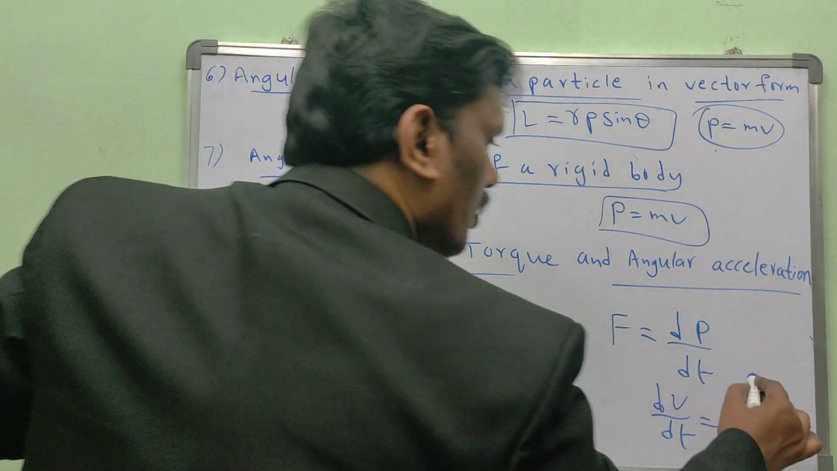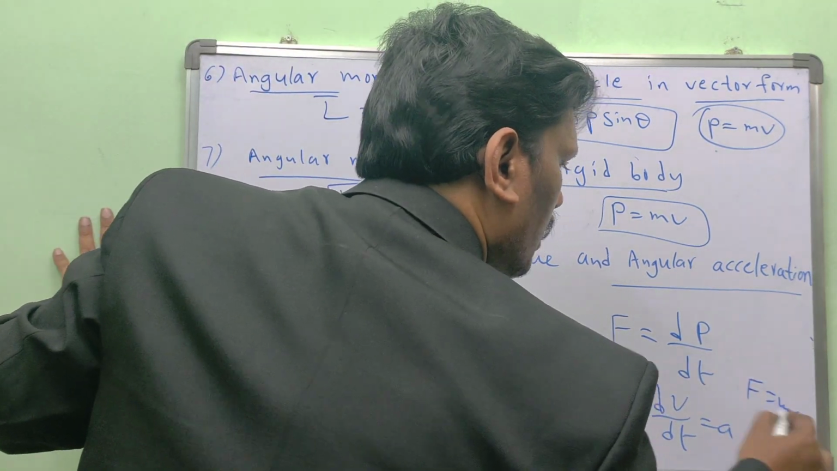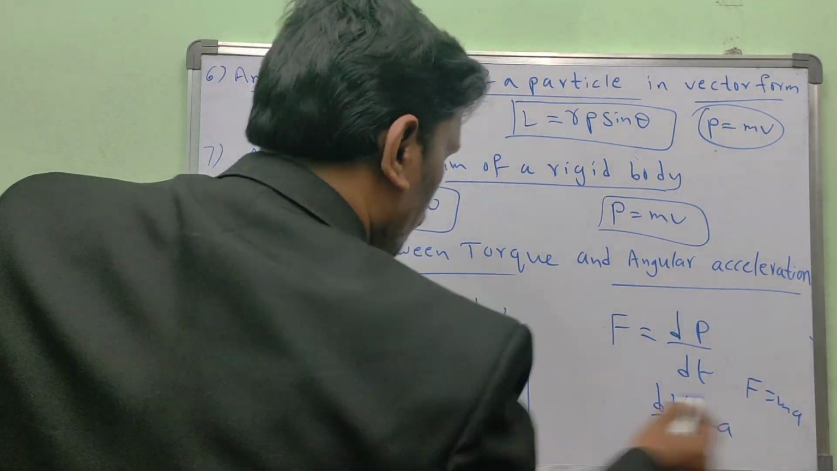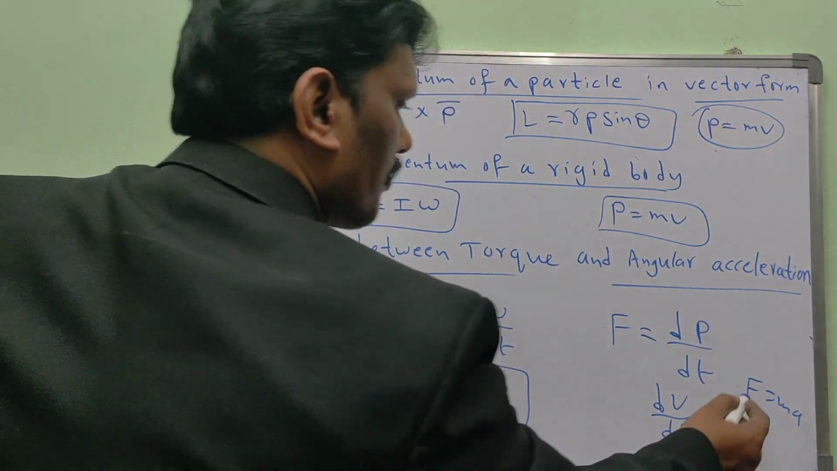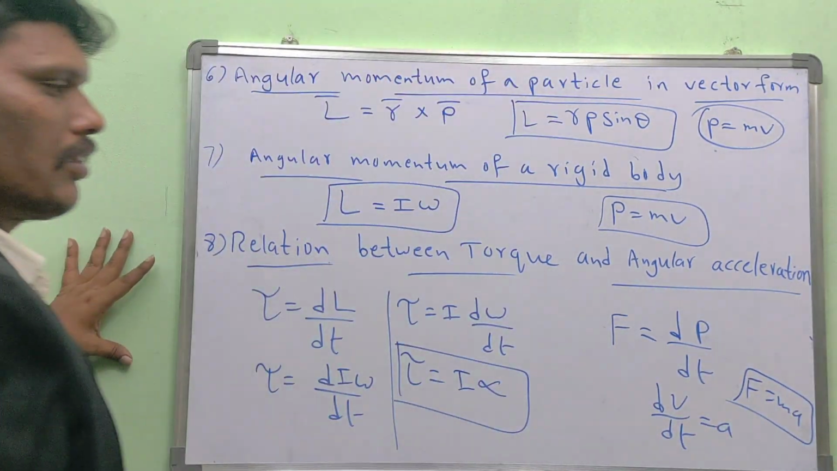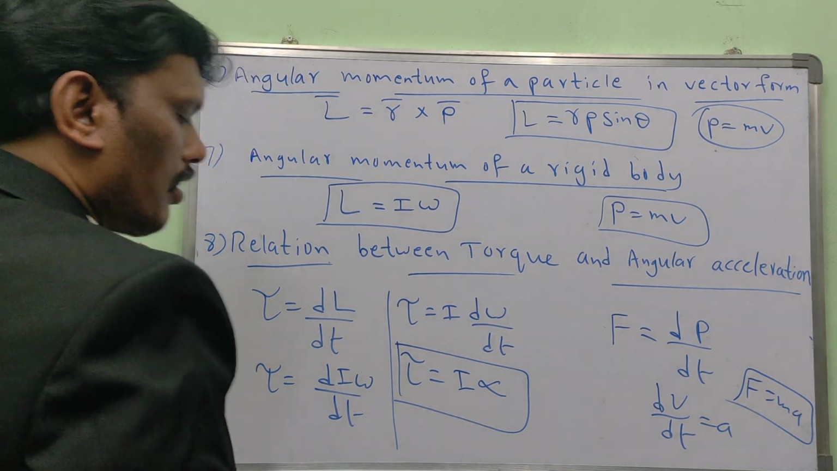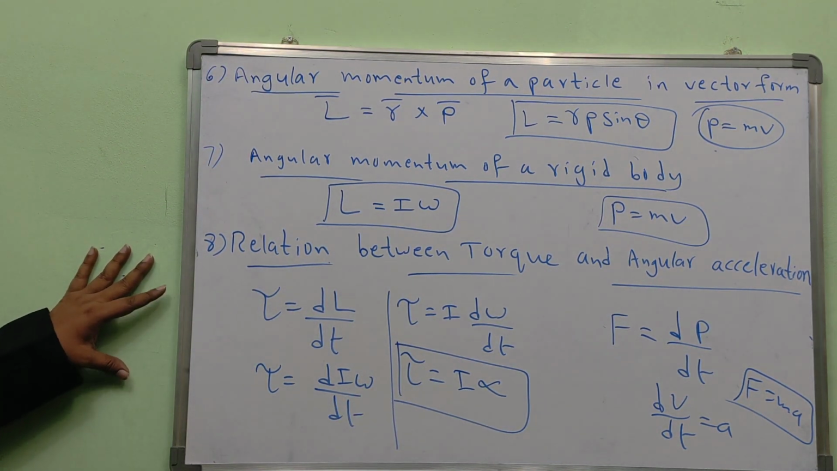This seems to be what? F is equal to m a. In place of F, tau. In place of m, I. In place of a, alpha. F is equal to m a, relation in linear motion. Tau is equal to I alpha, relation in rotational motion. Note down, students.